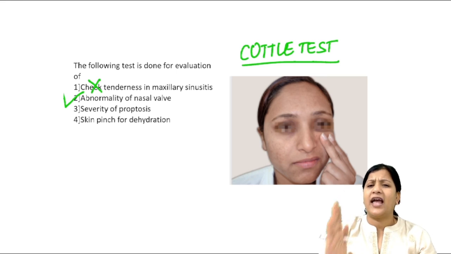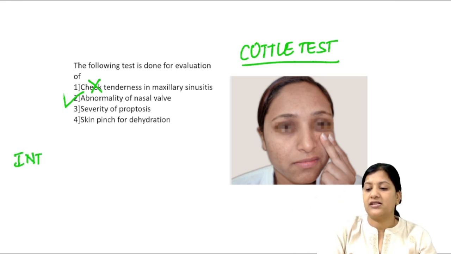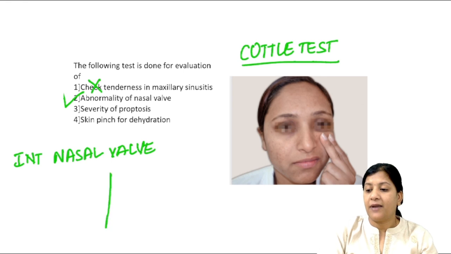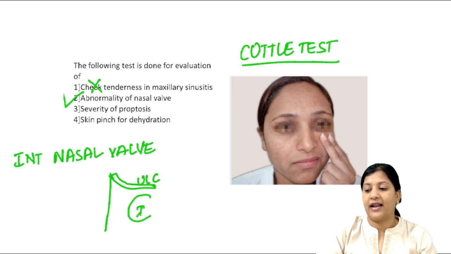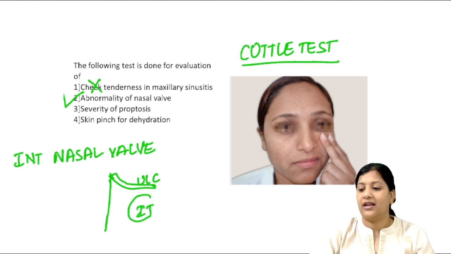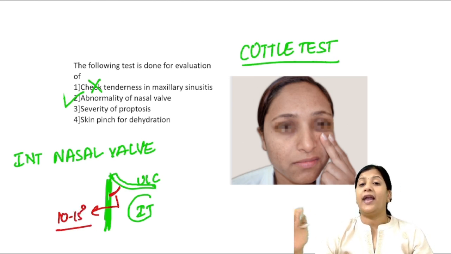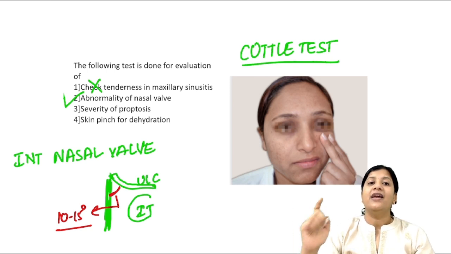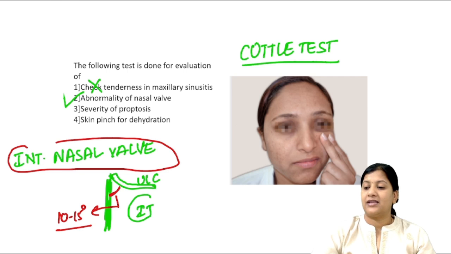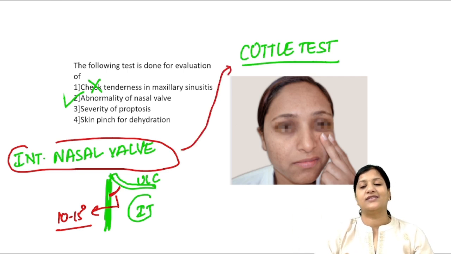The internal nasal valve is the narrowest portion of the nasal cavity. So what is the narrowest portion? Internal nasal valve. It is bounded medially by the septum, superiorly by the lower border of the upper lateral cartilage, and laterally by the inferior turbinate. The angle present here at the level of the internal nasal valve is 10 to 15 degrees. So any abnormality of the internal nasal valve is tested by which test? It is tested by Cottle's test, and I have demonstrated Cottle's test.